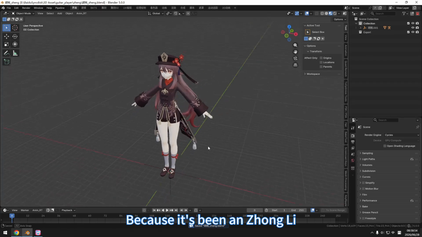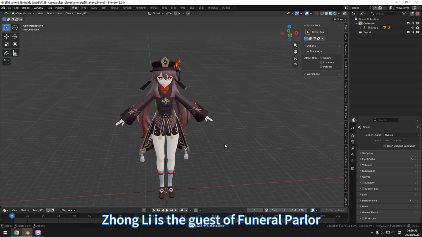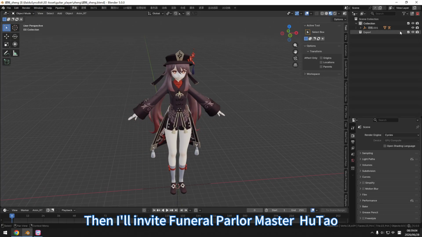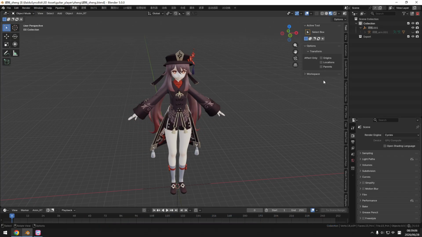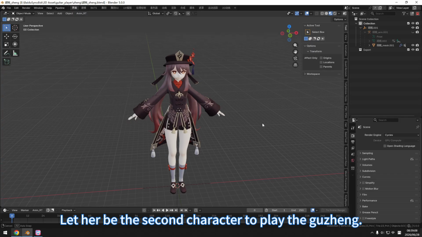because it's been in Zhang Li. Zhang Li is the guest of Funeral Parlor. Then I'll invite Funeral Parlor Master Hudao. Let her be the second character to play the GuZheng.